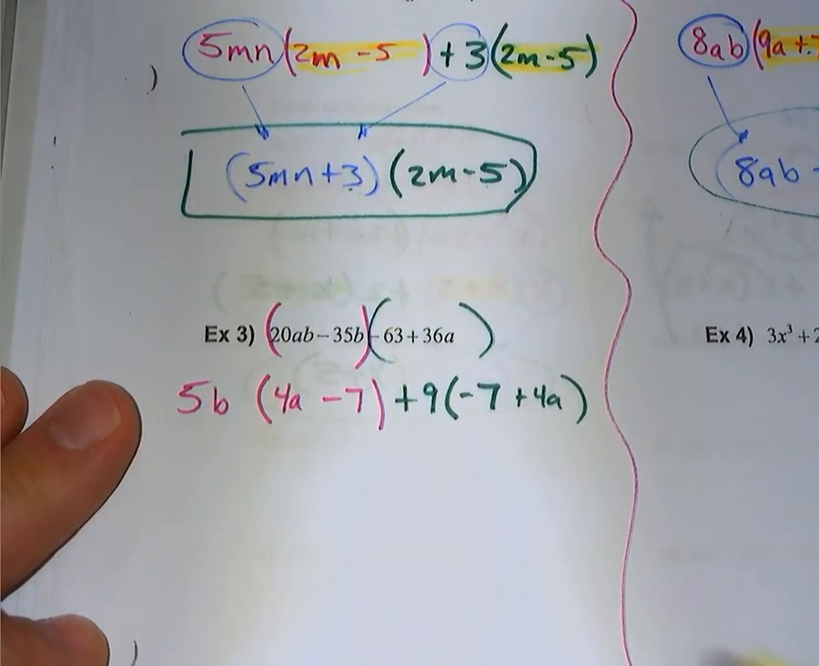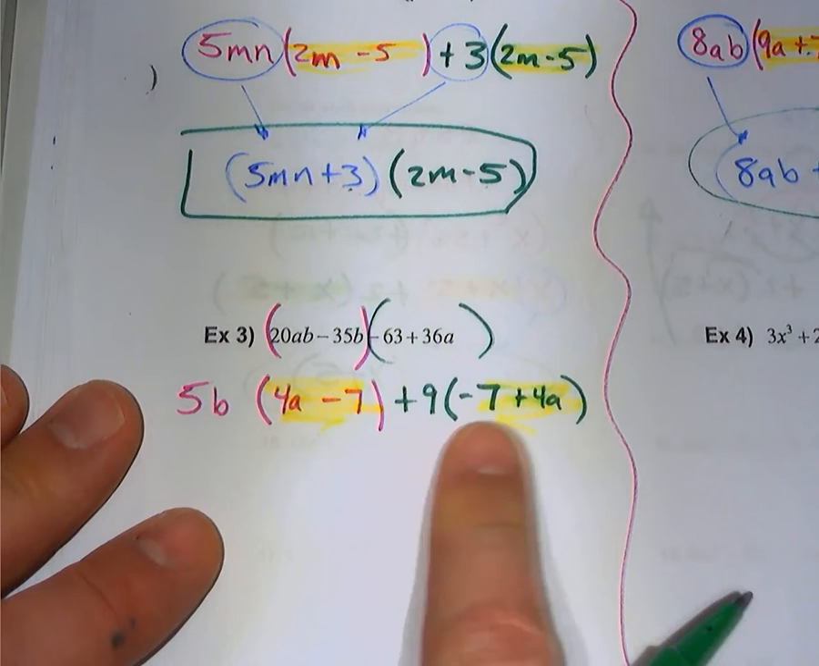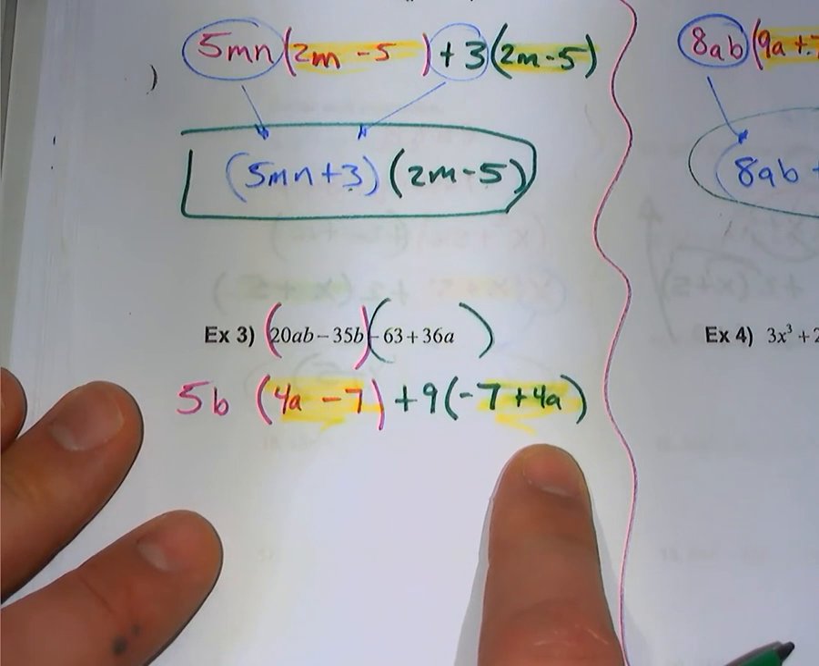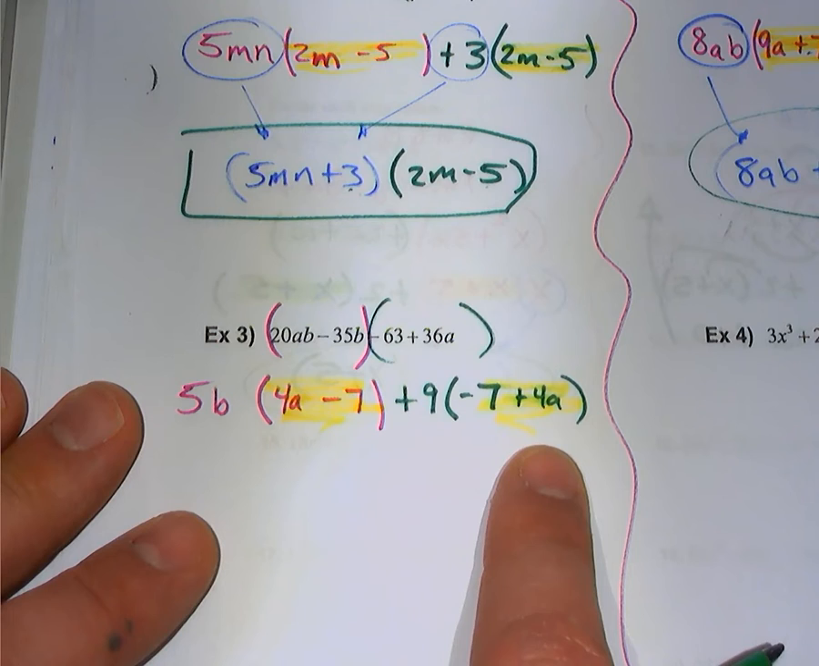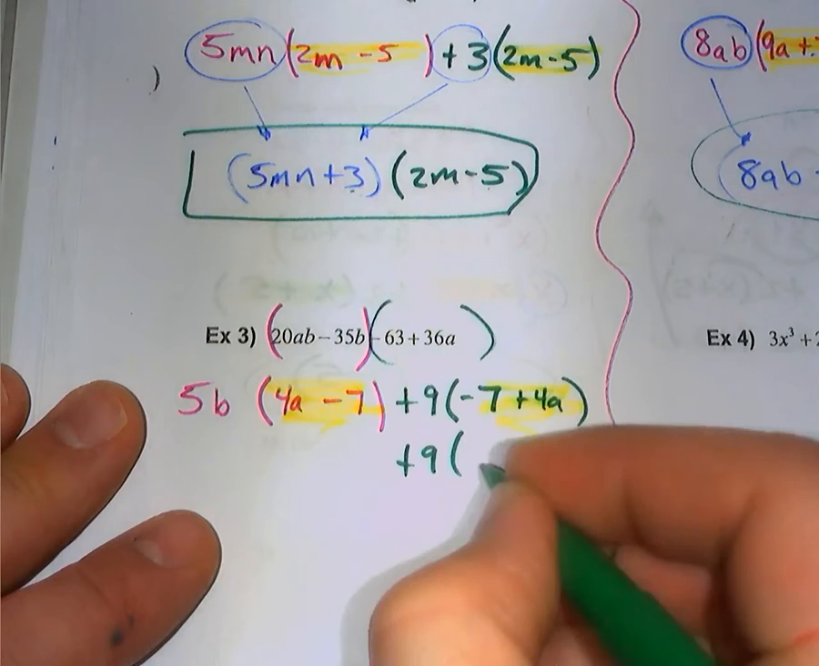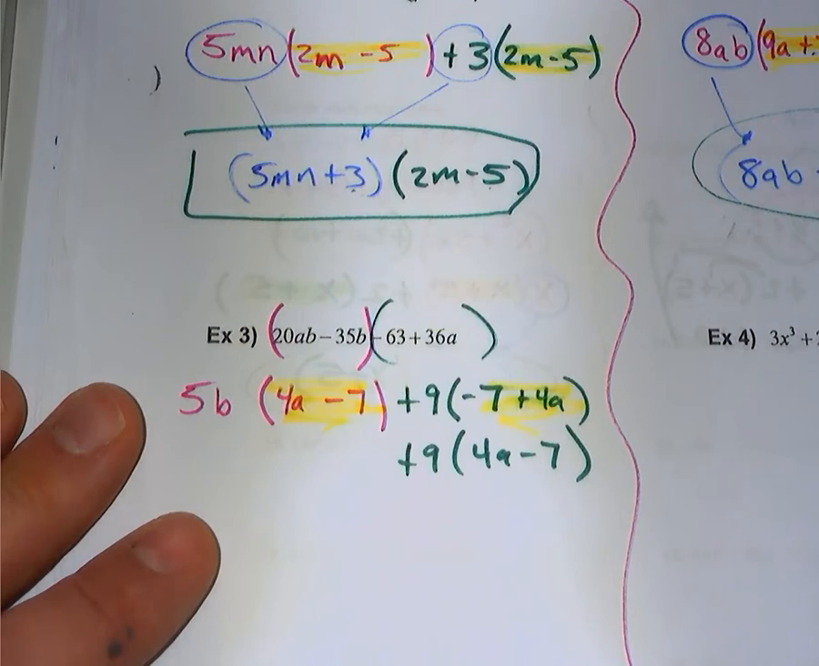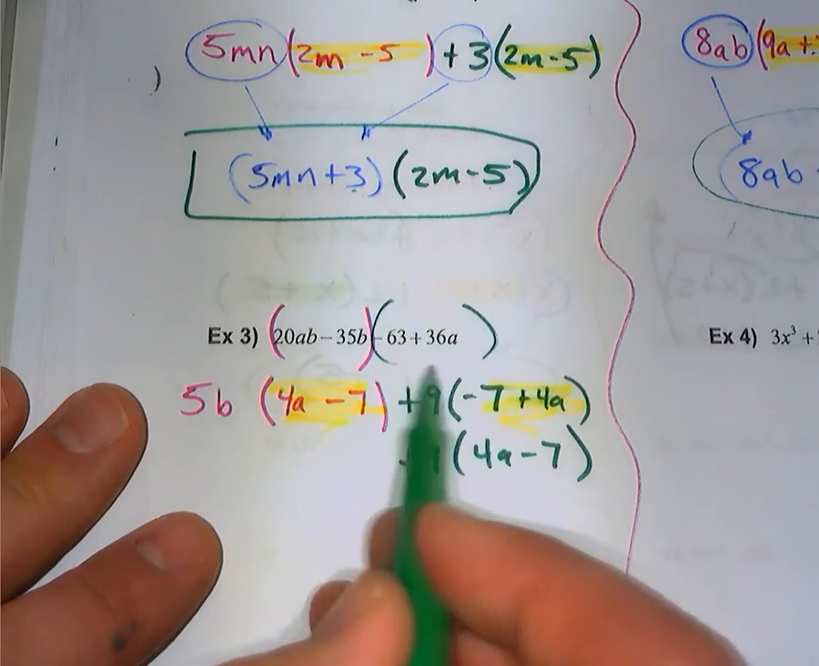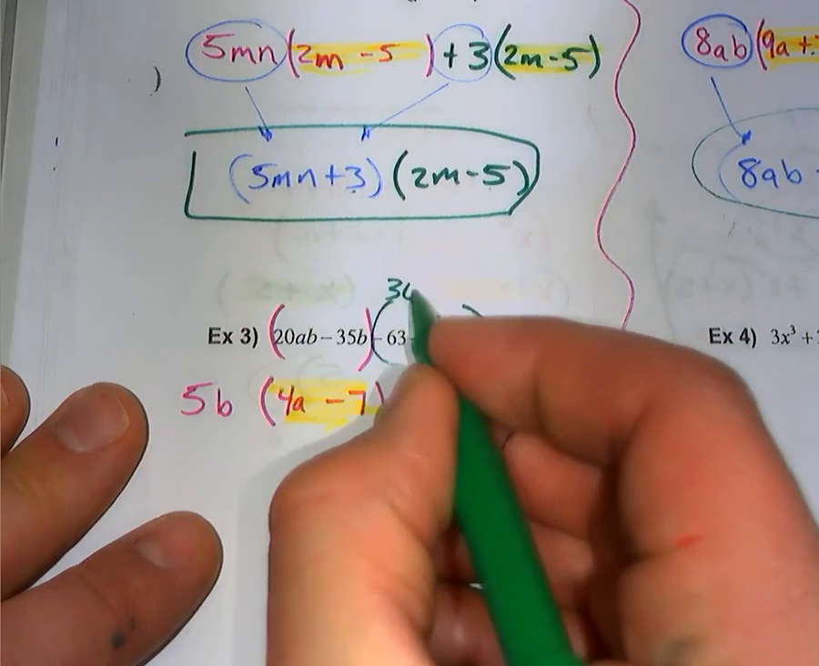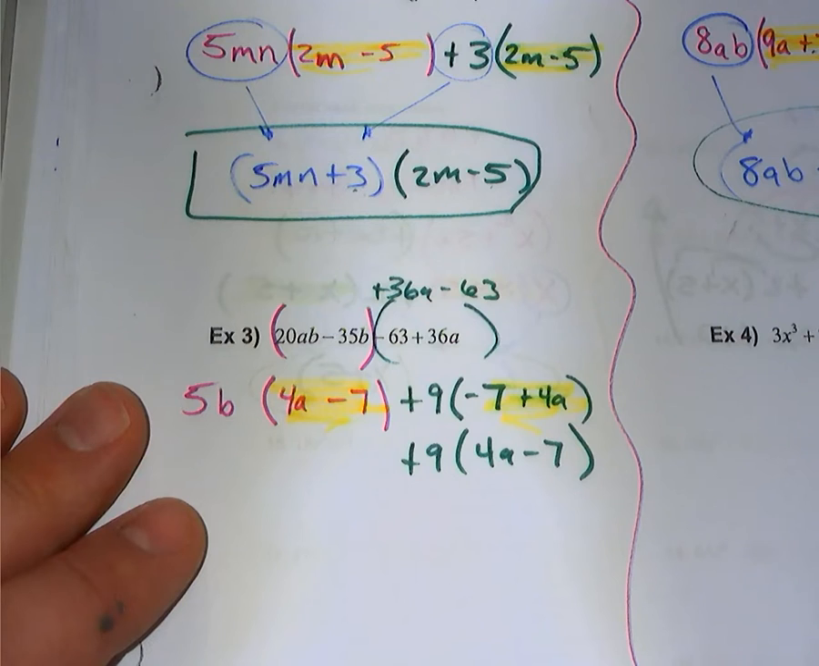Now I look at these two. Man, they look pretty darn close, don't they? Are they the same? Pretty darn close. That's 4A minus 7. This is minus 7 plus 4A. What's wrong with them? They're just flip-flopped, right? They're just transposed. Is it okay if I rewrite it like this? 4A minus 7. Just change the order. Is that okay? There's nothing wrong with that. That's like moving these two guys around. So it's 36A minus 63. Just changing the order of them. That's okay. You can do that.